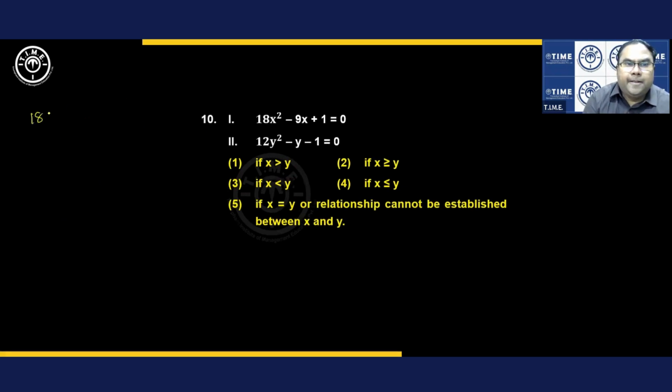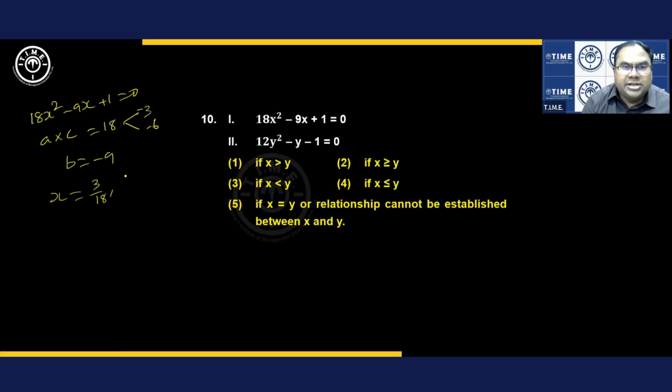18x square minus 9x plus 1 is equal to 0. What is a into c? 18. When a into c is 18, write b as the sum of two numbers, right? B is minus 9. So we can write this as 3 and 6. I want minus 9, so minus 3 minus 6. So x is equal to 3 by 18. Change the sign, divide by the coefficient, 6 by 18. So it is 1 by 6, 1 by 3.